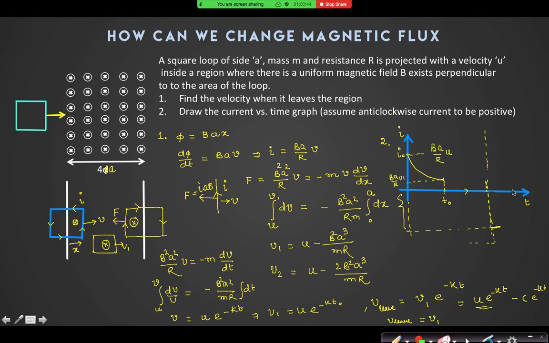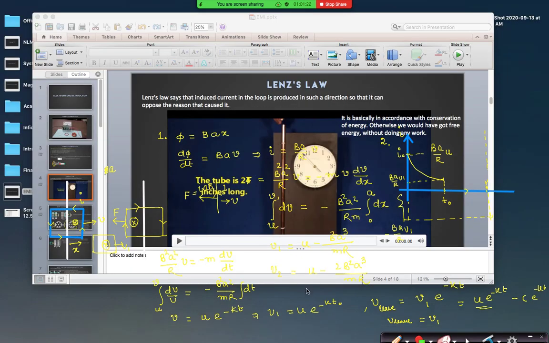The magnitude will remain the same. So this is also BA by R into V1, but it is negative. And finally it will become 0. I think it will not be 0, because before 0, it leaves the magnetic field region. So it will follow a similar type of function.